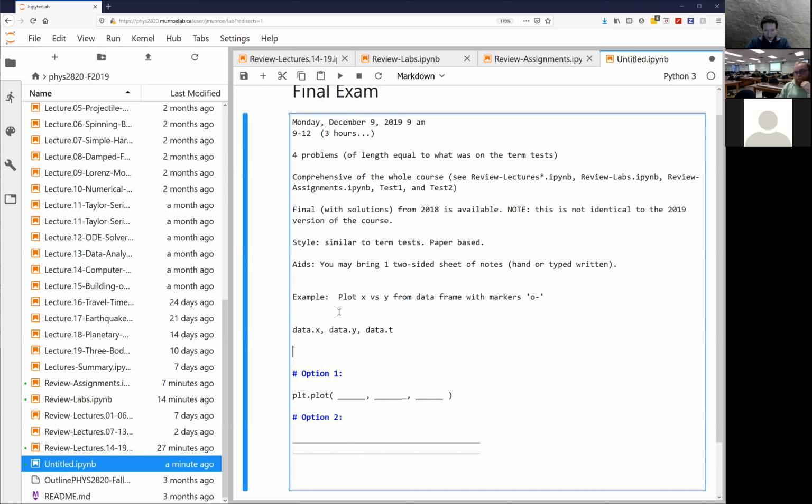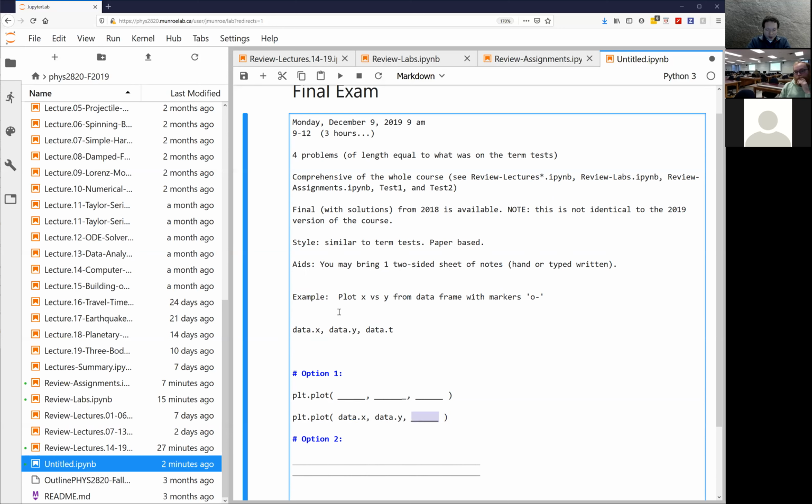One is a straight fill in the blank. And so what I'd be looking for is data.x, data.y, and then if you want to change the symbol, like that. This would be your answer. Fill in the blanks.